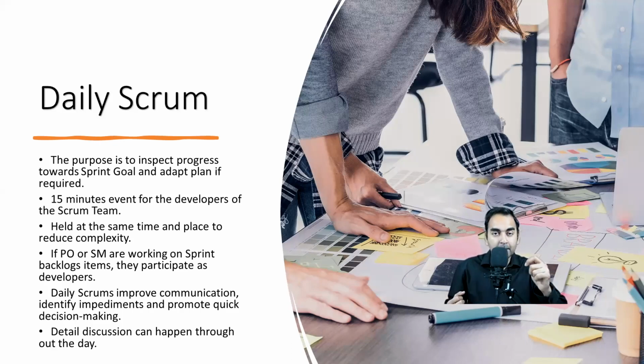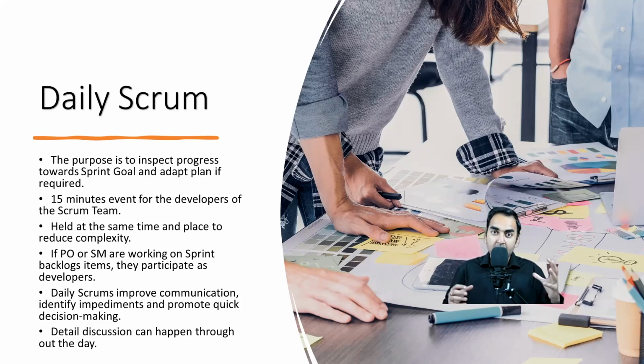every single day. The second key point is it has to be time boxed within 15 minutes, which means every team member should be able to give his or her update, issues, impediments, and collaboration in those 15 minutes. If the team needs a detailed discussion, it can be done outside daily Scrum. It should be held at the same time and place in order to reduce complexity.